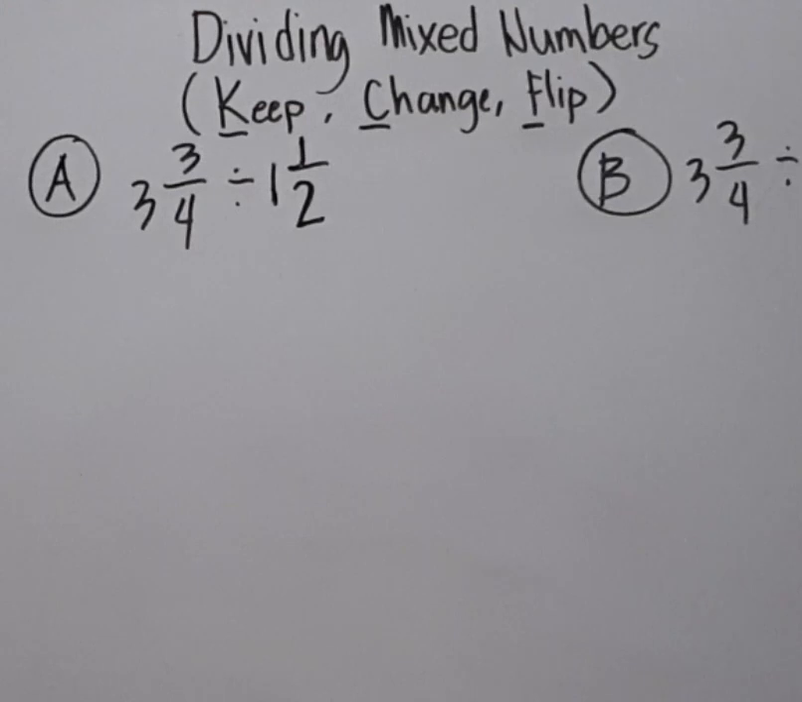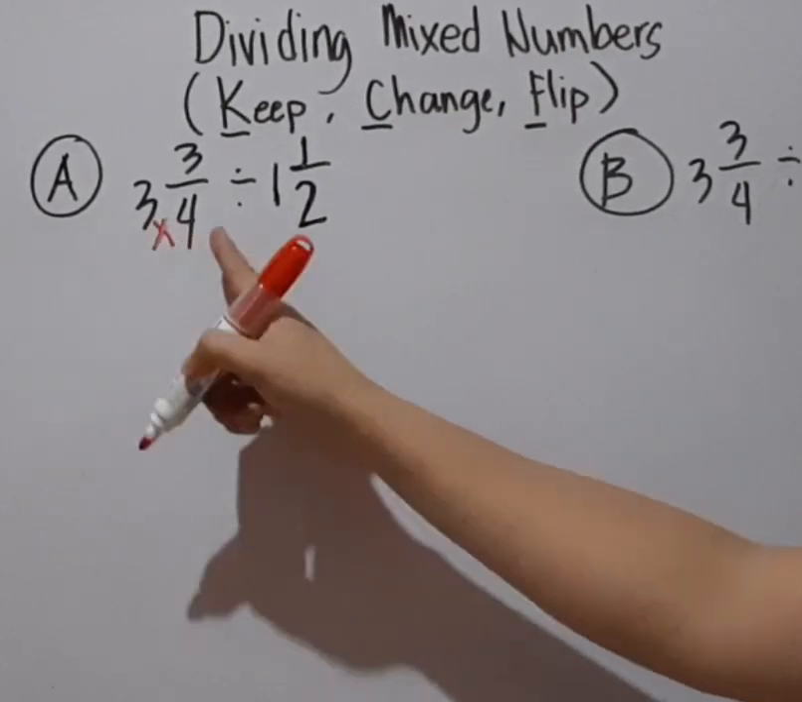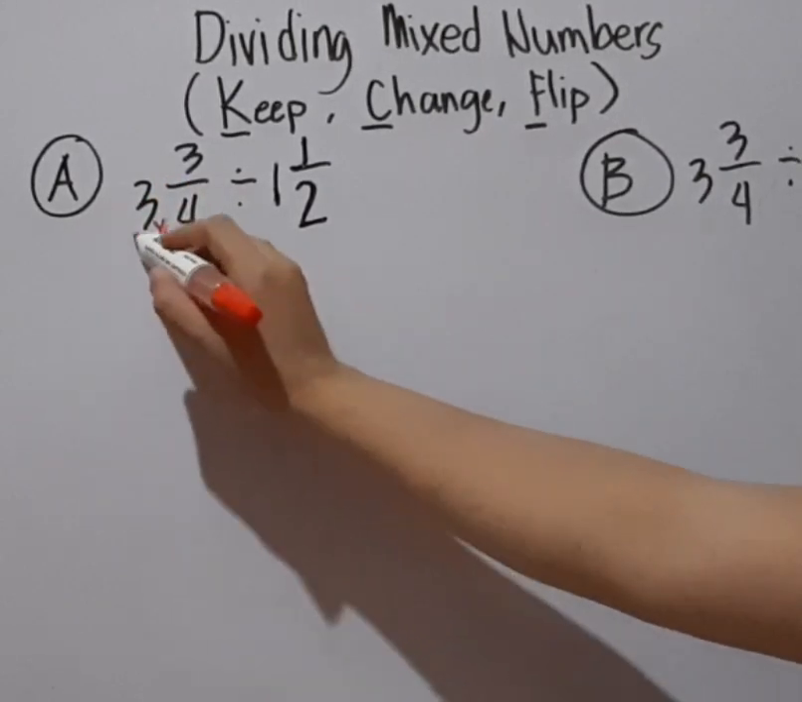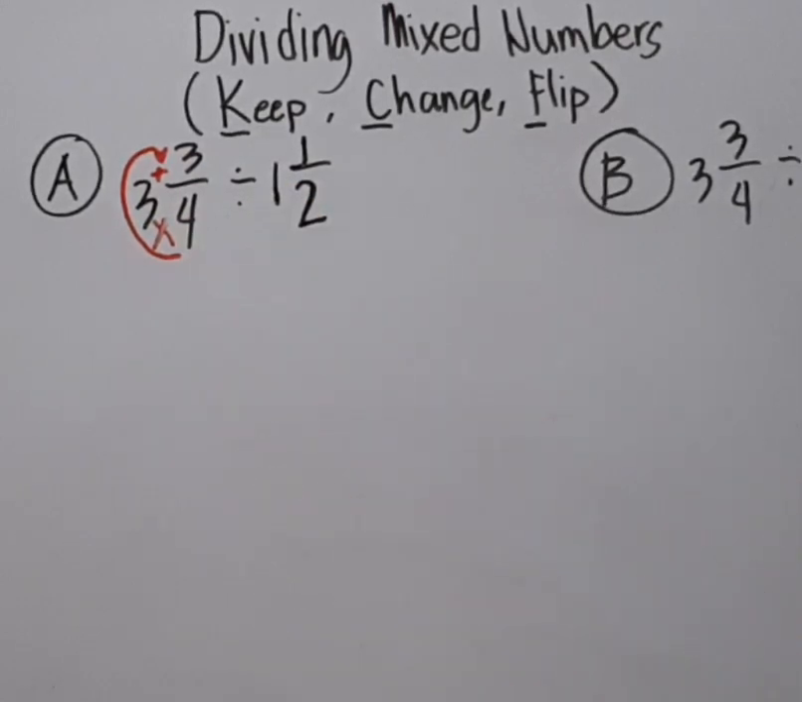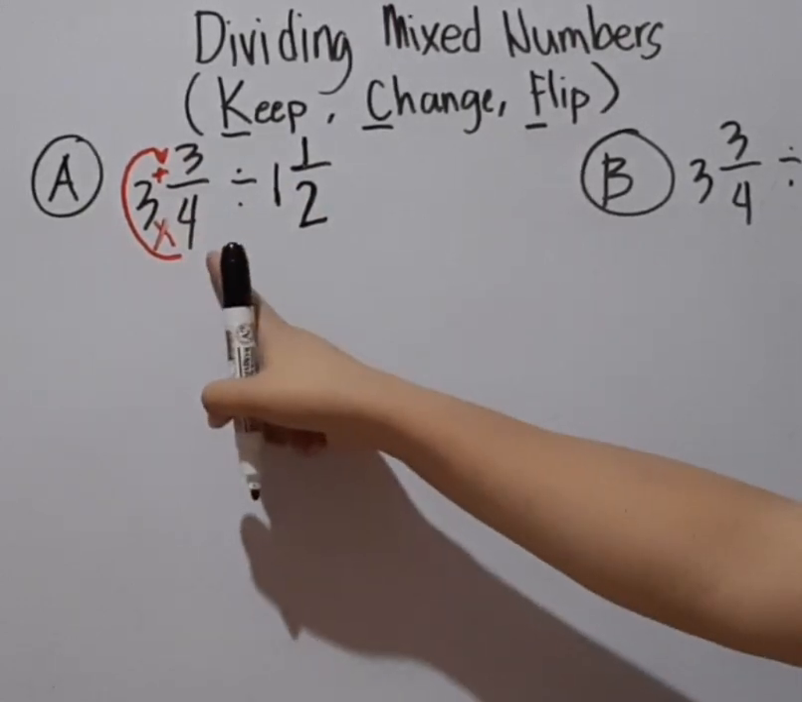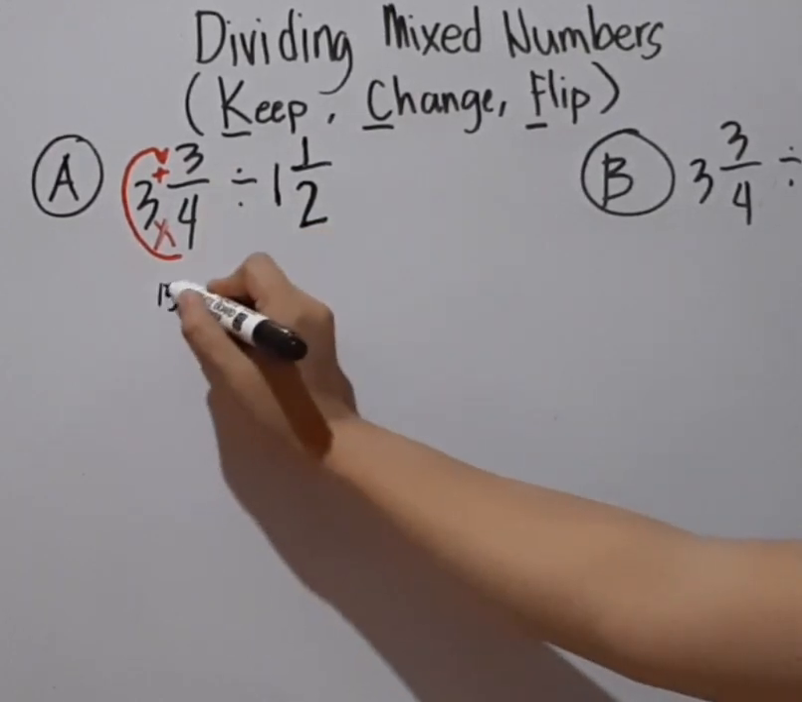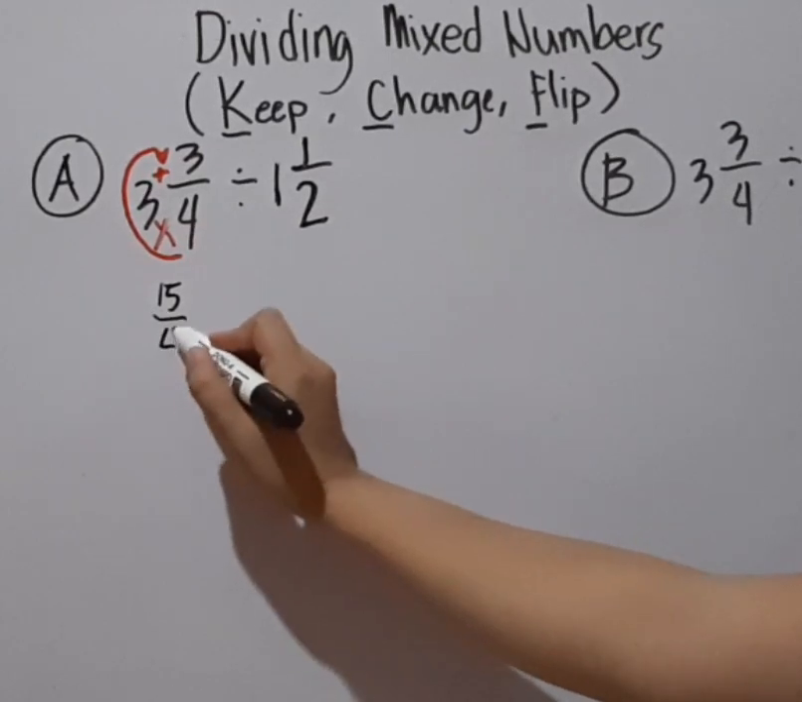So, kung nare-remember niyo pa ba kung paano po siya gawin? So, you should first multiply this sa denominator and then the whole number. And then whatever the result here will be added to the numerator. So, it will give us 3 times 4 is 12 plus 3 is 15. And just retain the denominator. You just copy the denominator.